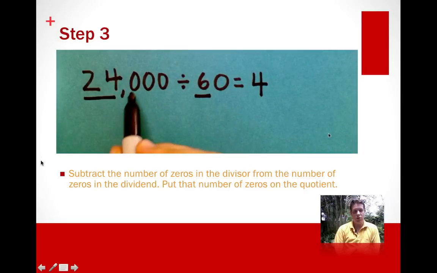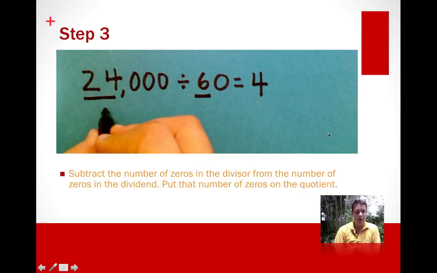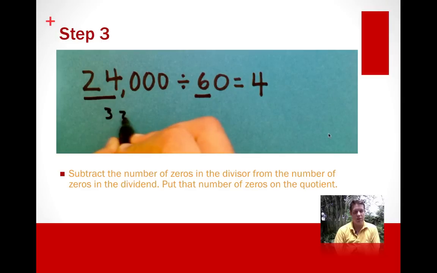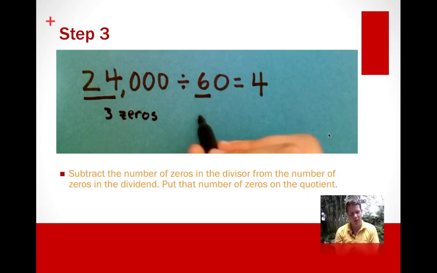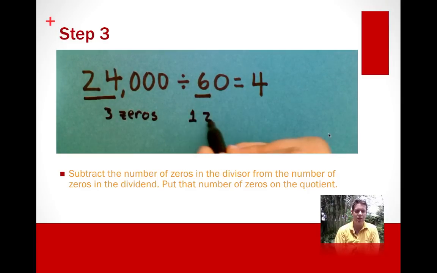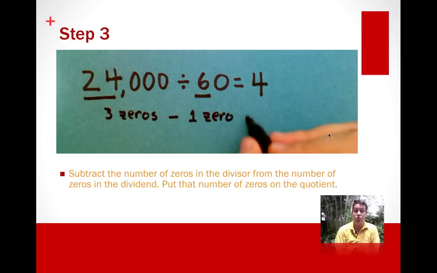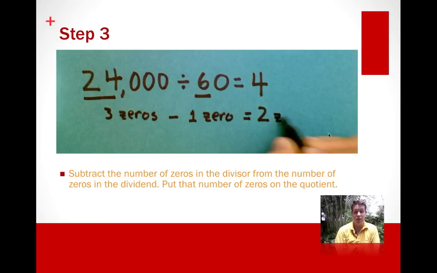So we're going to look at the zeros. We have 1, 2, 3 zeros in the dividend. So write 3 zeros. Later on you can do this in your head, okay? In the divisor we have 1 zero, so put 1 zero. And this time we're going to subtract them, not add them, subtract them. So 3 minus 1 is 2 zeros, all right?